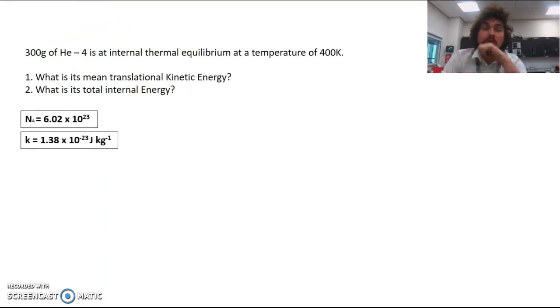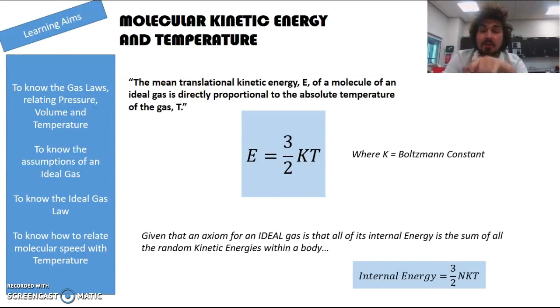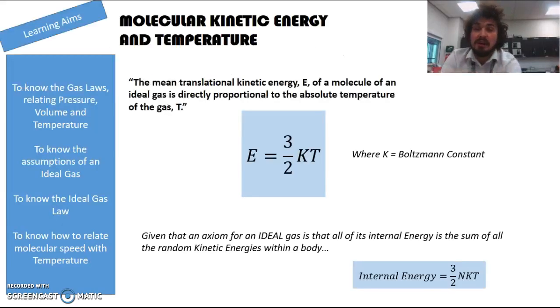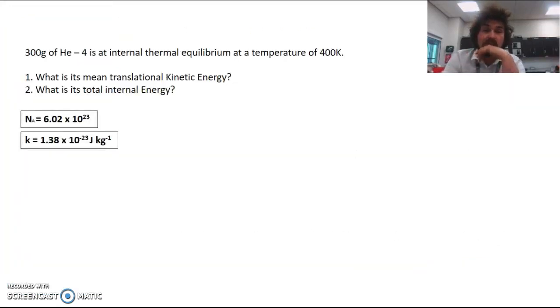Right, so if you've got 300 grams of helium-4, and it's at internal thermal equilibrium at a temperature of 400 Kelvin, what's its mean translational kinetic energy, which is just that equation, and what is its total internal energy, which is that equation at the bottom there. All you'll need is those two constants, so I'm pointing there, those two constants, and you'll need your n equals m over M thing. But anyway, you should be able to work it out.